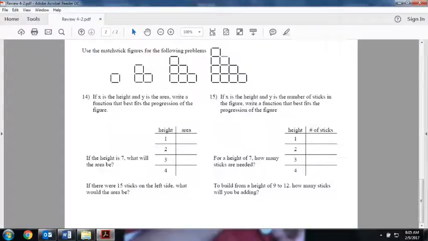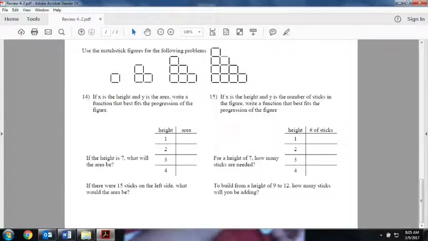All right, these are the last two problems for math models. It says use the matchstick figures for the following problems. Okay, so for number 4, if x is the height and y is the area, write a function that best fits the progression of the figure.